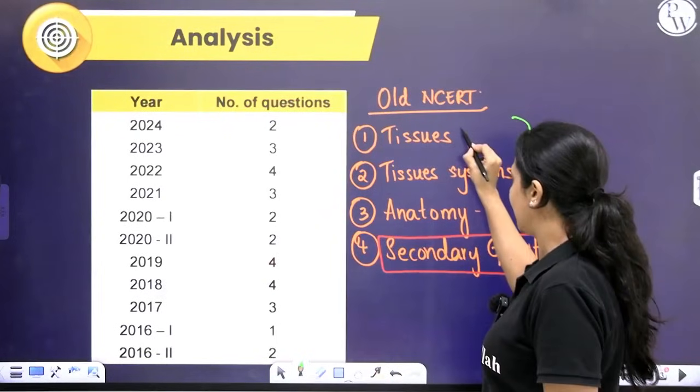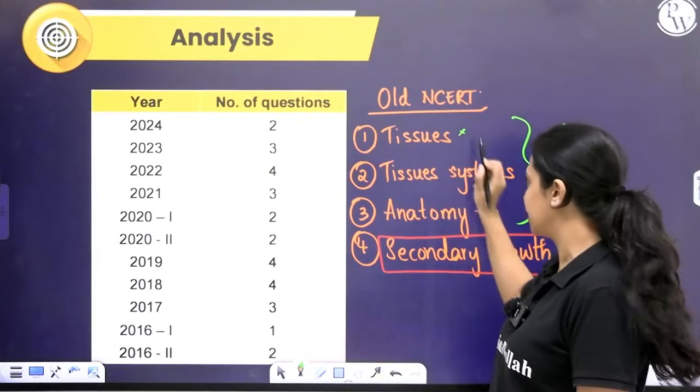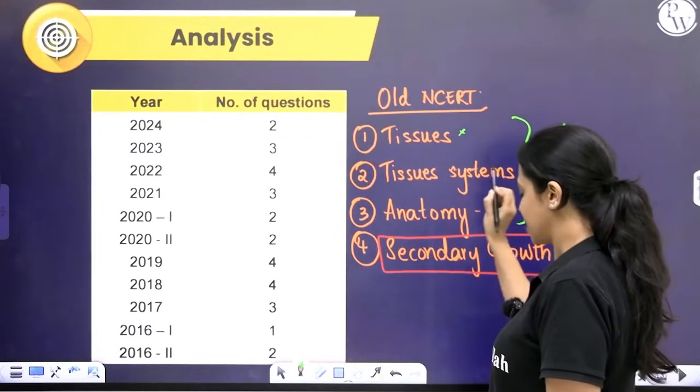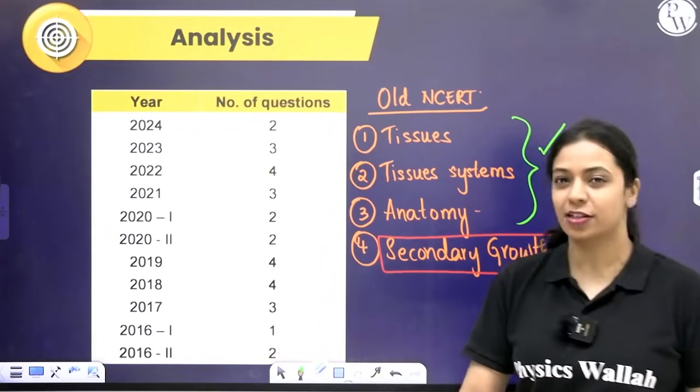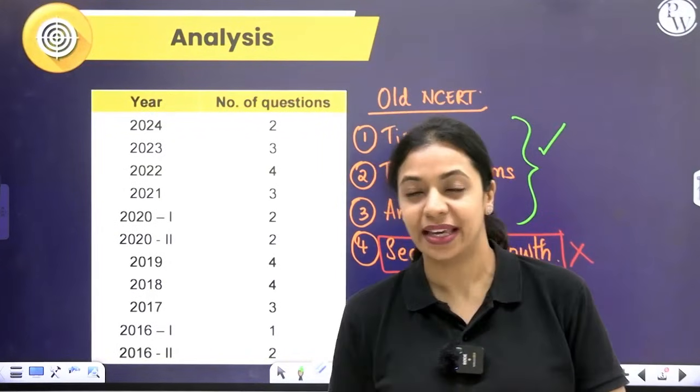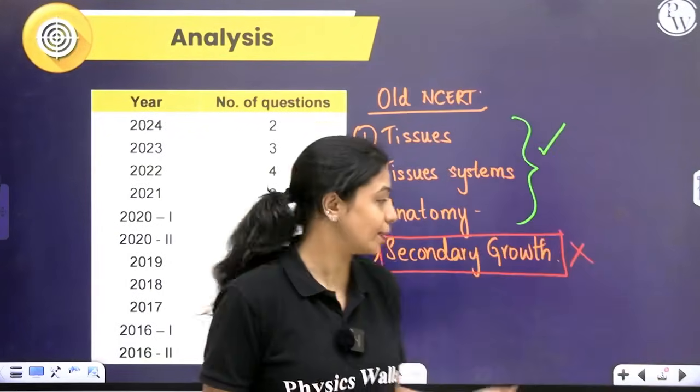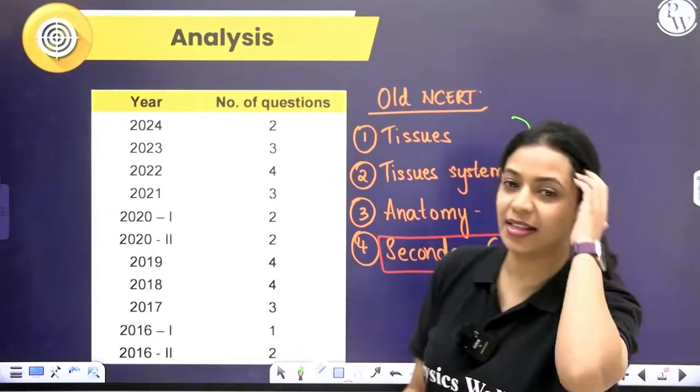In the new NCERT, even this is not there. This is deleted and it starts with this. But last year we saw how questions from tissues were asked. That is part of the syllabus. So you have to study everything in the old NCERT textbook except for secondary growth. Okay, so let's get started.